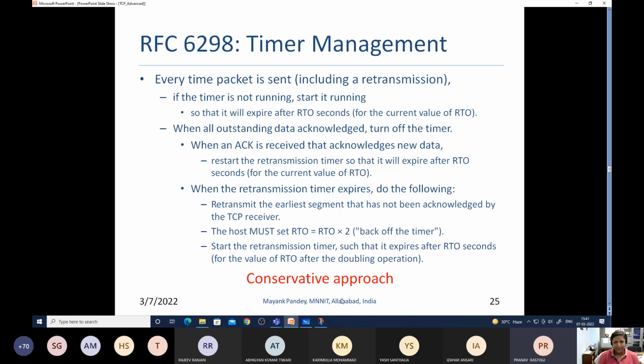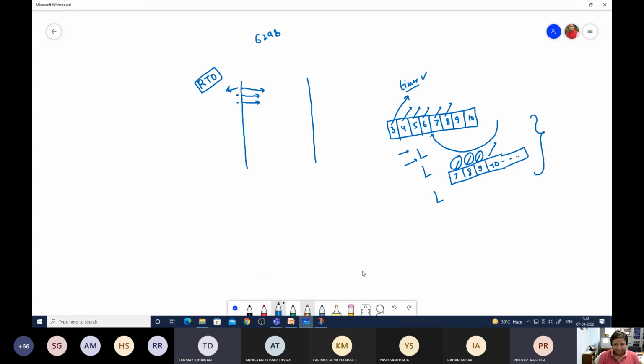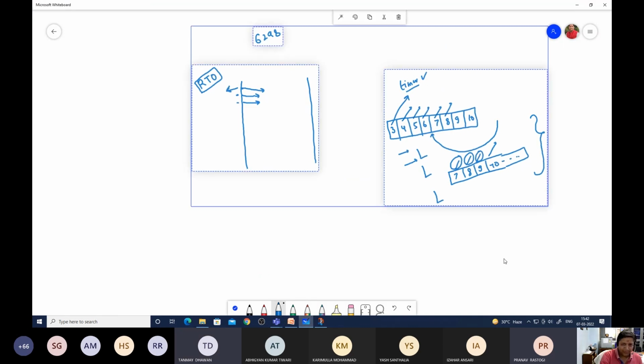Sir, if the first packet is sent with the RTO value, the other packets are sent with the same RTO value. The first one, if it times out, all the other ones following it will also time out, right?